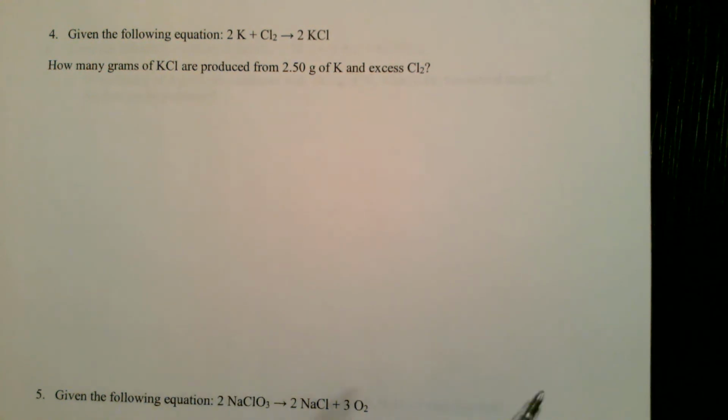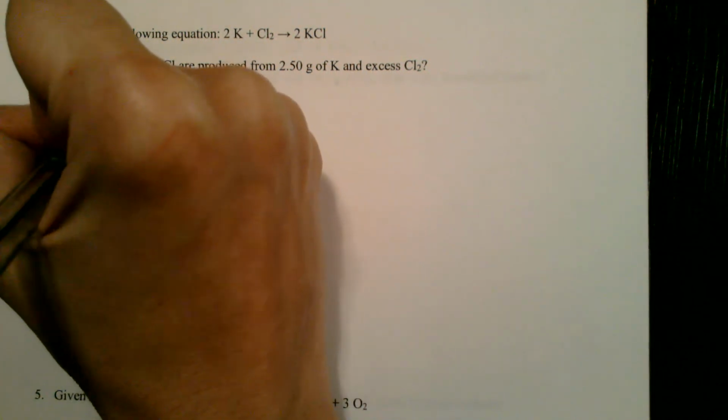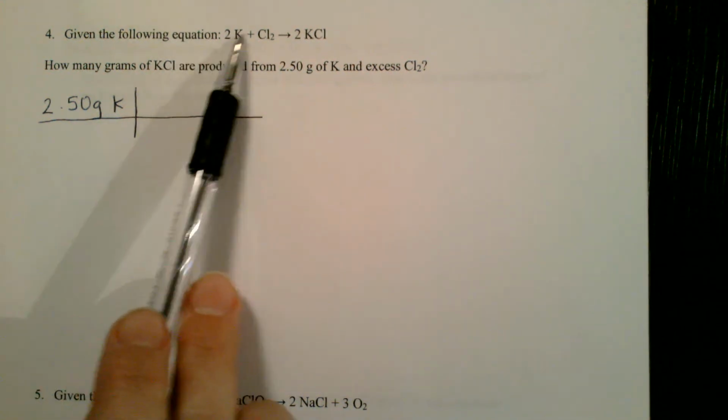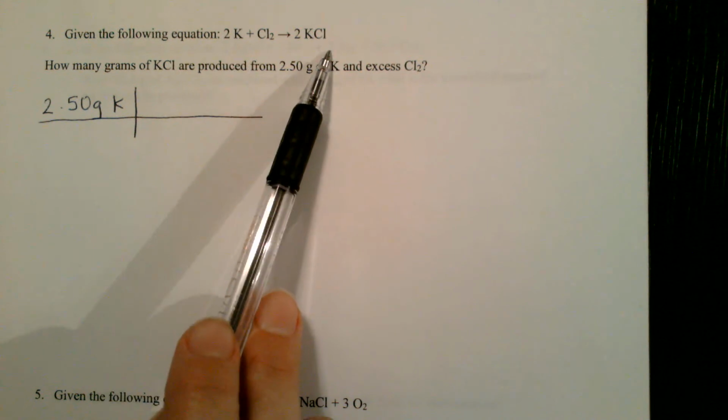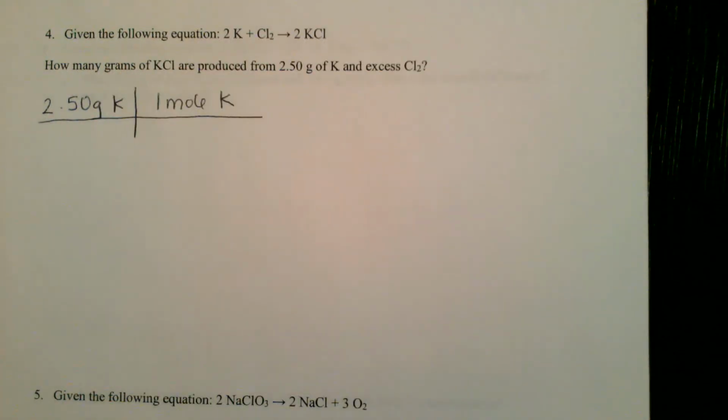We're just going to look at our potassium here. So 2.50 grams of potassium. We're going to take our grams of potassium and convert that into moles first. We want to build a mole ratio between our potassium and potassium chloride, and to build a mole ratio, first we need it to be in moles. So we have 1 mole of potassium per every, hold on, let me grab my periodic table.